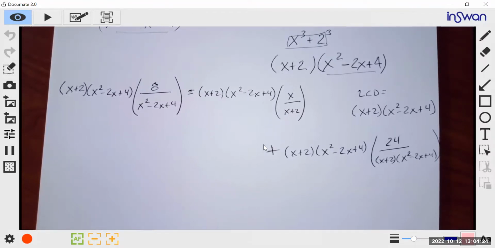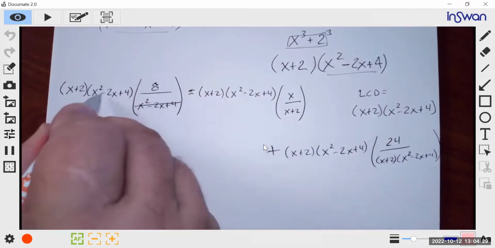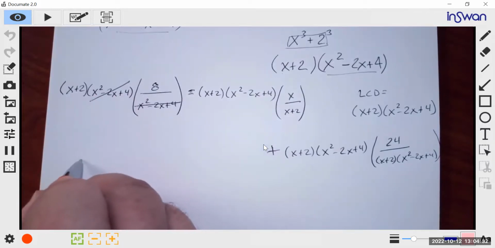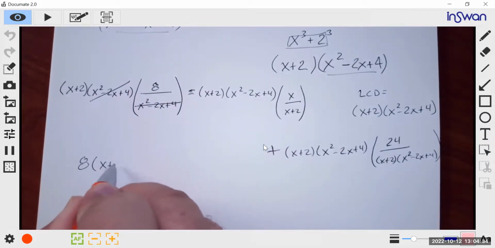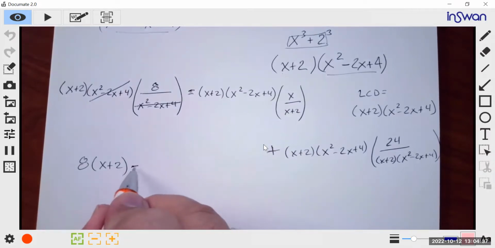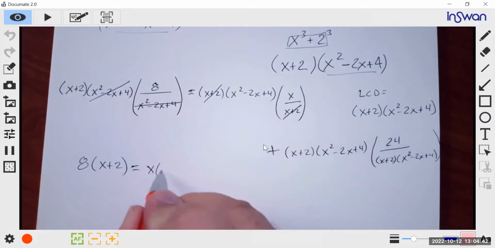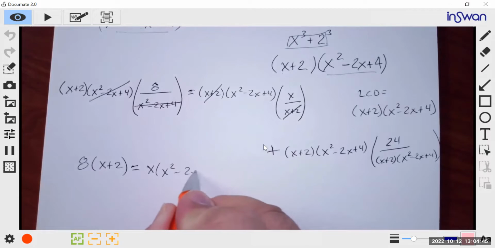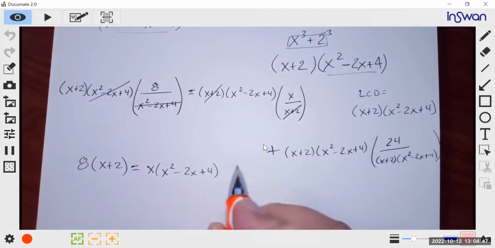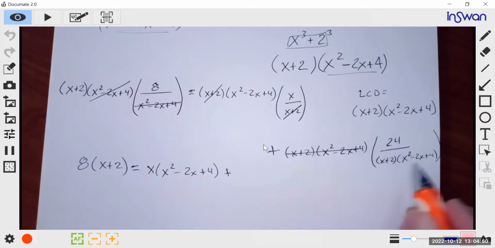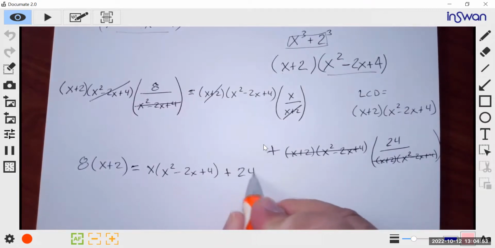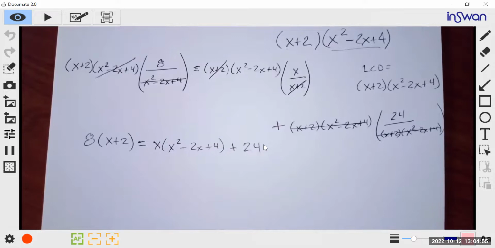So obviously, once we cancel this stuff out, it gets smaller really quick. x squared minus 2x plus 4 cancels, leaving us with 8 times x plus 2 equals, the x plus 2 cancels, x times x squared minus 2x plus 4. All this stuff cancels, plus 24. Yes, it got small really quick.